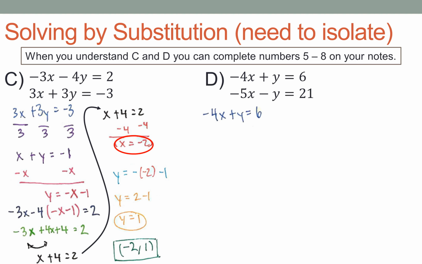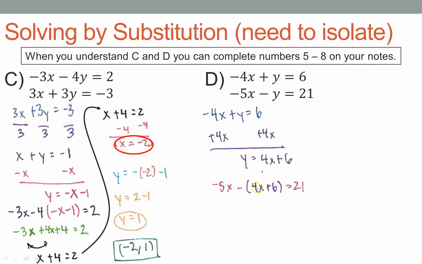All right. So the first equation has a positive y all alone. So I have negative 4x plus y equals 6. So I'm going to add the 4x to each side to isolate y. Now I have y equals 4x plus 6. And I'm going to substitute that into the second equation.